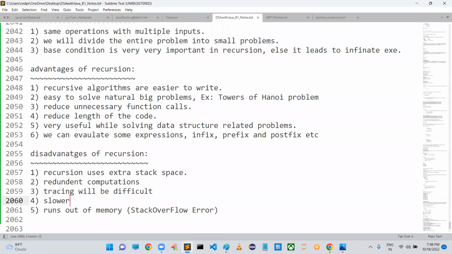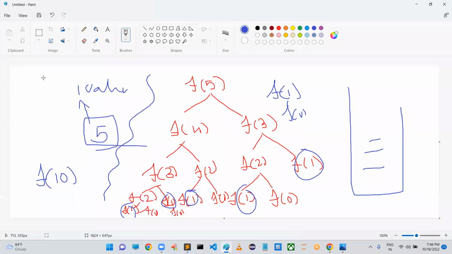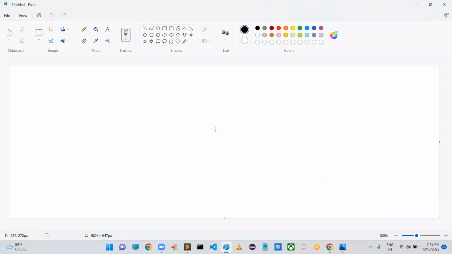Slower in execution. It is going to execute a little bit slow. Kasireddy, I have written slower in execution. Please explain redundant computation. See here, you got this diagram, right, Kiran Kumar? Vishal, when we say recursion uses extra space, then it is directly impacting space complexity, right?